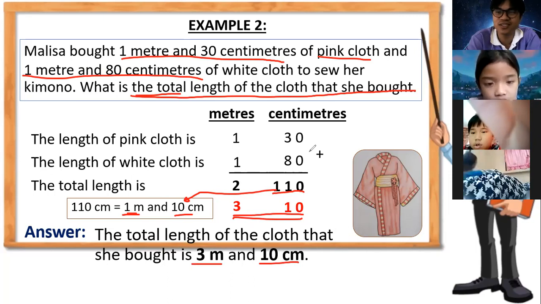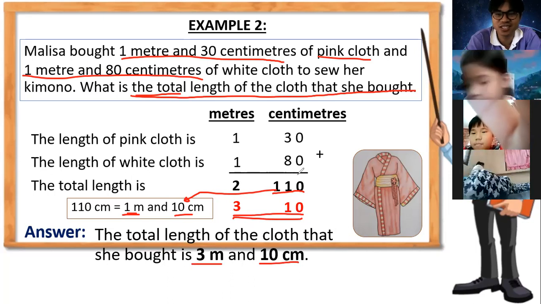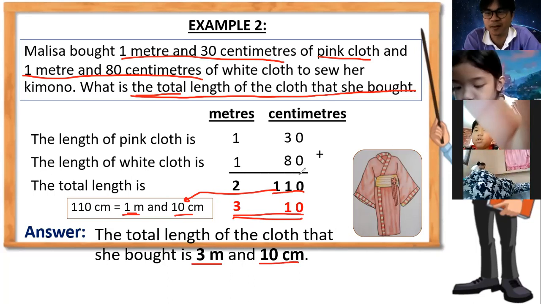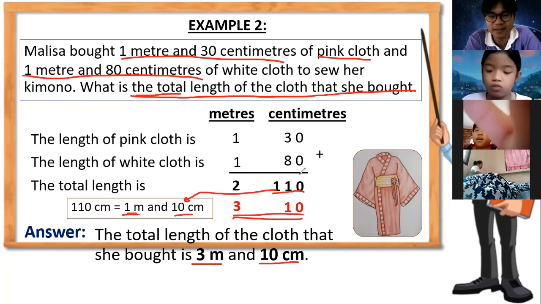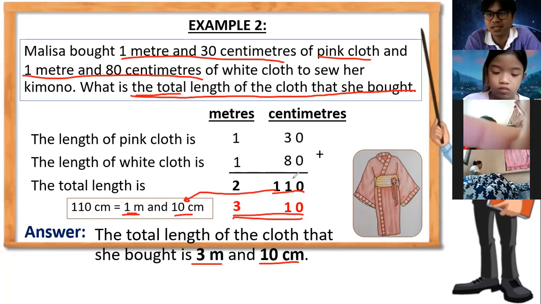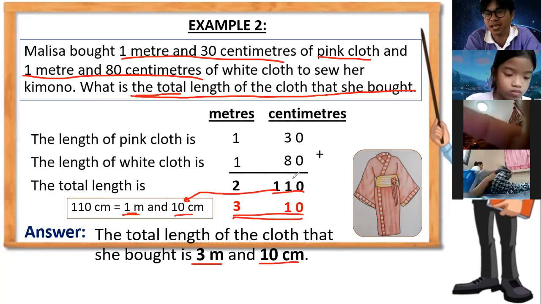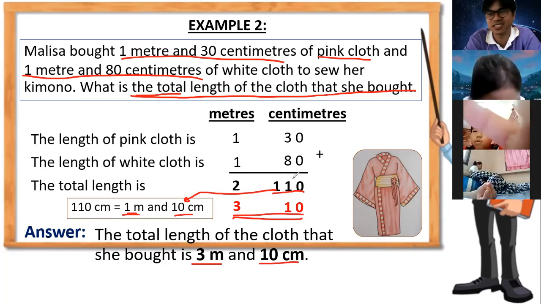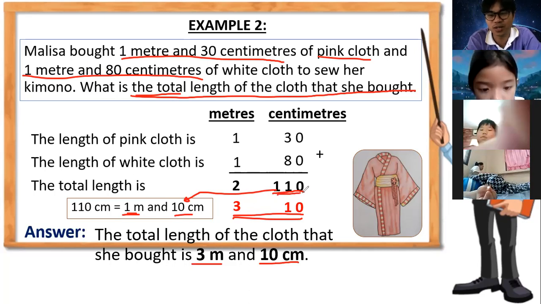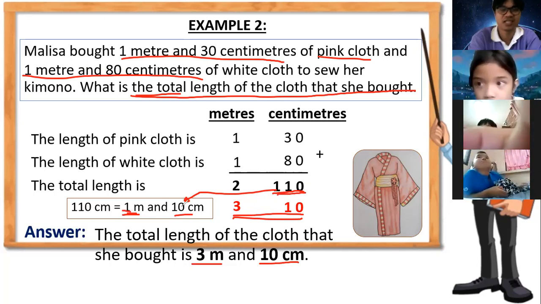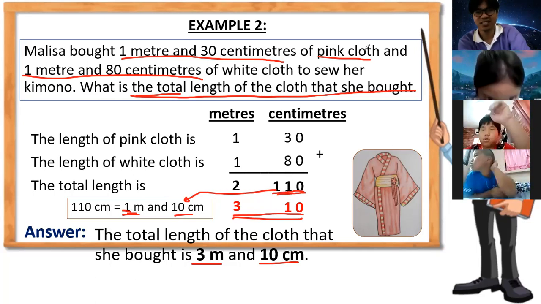And you can also do the addition directly as what we did a while ago. We can also do it like that. I'm just explaining here adding the centimeters and meters separately, and you just convert to meters if it is more than 100 centimeters. Okay, that's it.